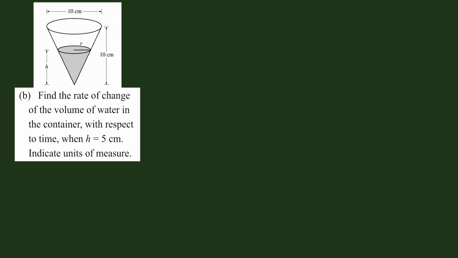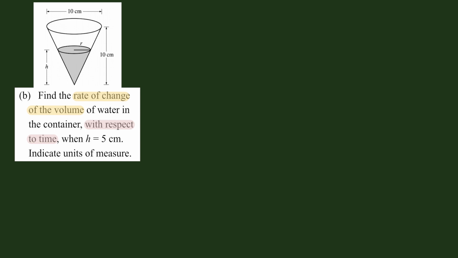On to part B. Find the rate of change of the volume of water in the container with respect to time when h equals 5 centimeters. Indicate units of measure. The first thing you should immediately notice is the verbal expression for a derivative. That's right, we're looking at the rate of change of volume with respect to time. You should always remember that the phrase "with respect to" will always indicate the dx of the derivative, as in the denominator of the derivative.